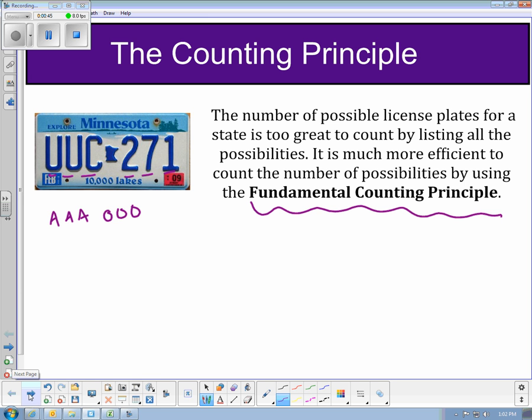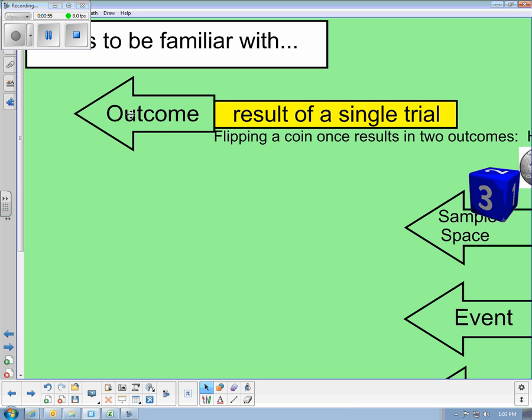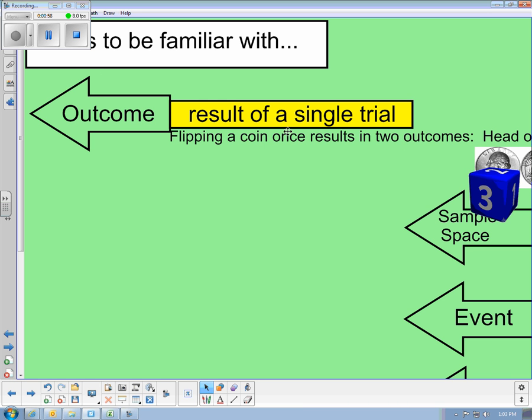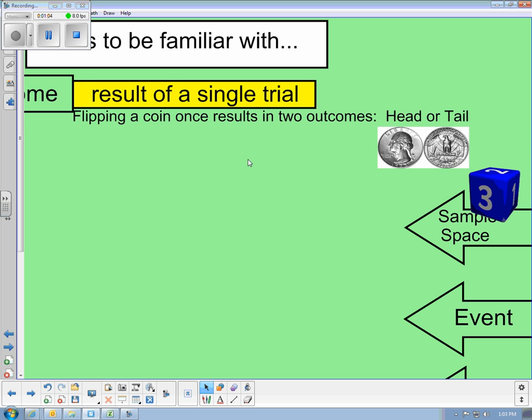But before we get started on the fundamental counting principle and how we use it, we need to recognize some terms that we're going to be talking about throughout this unit. The first term that we need to familiarize ourselves with is the term outcome. An outcome is a result of a single trial. For example, flipping a coin has 2 possible outcomes, heads or tails. Okay, so that's an example for you.